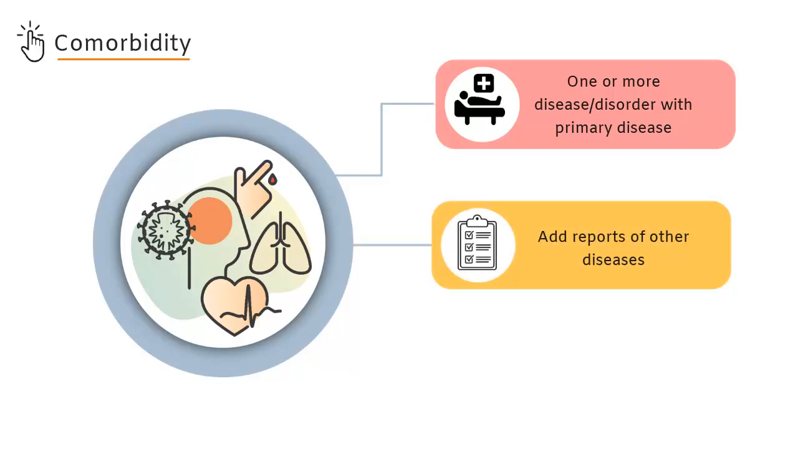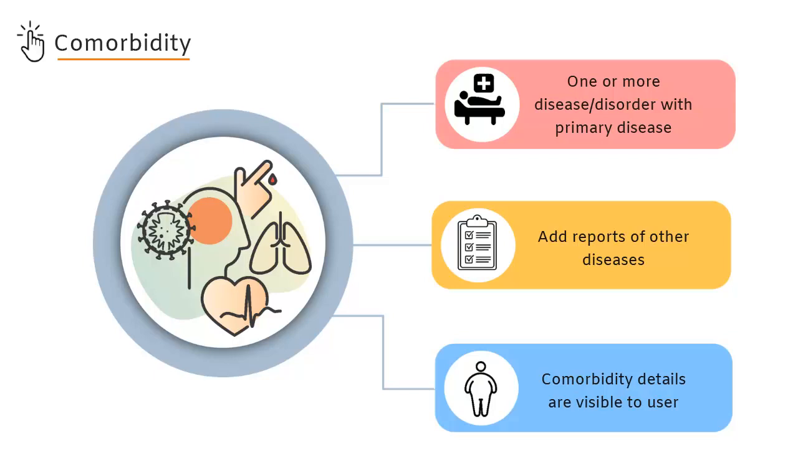In this section, HIV information, diabetes information, and additional information like tobacco user or not, alcohol intake, etc. can be added for a patient. All the comorbidity details added for a given patient are visible to the user.